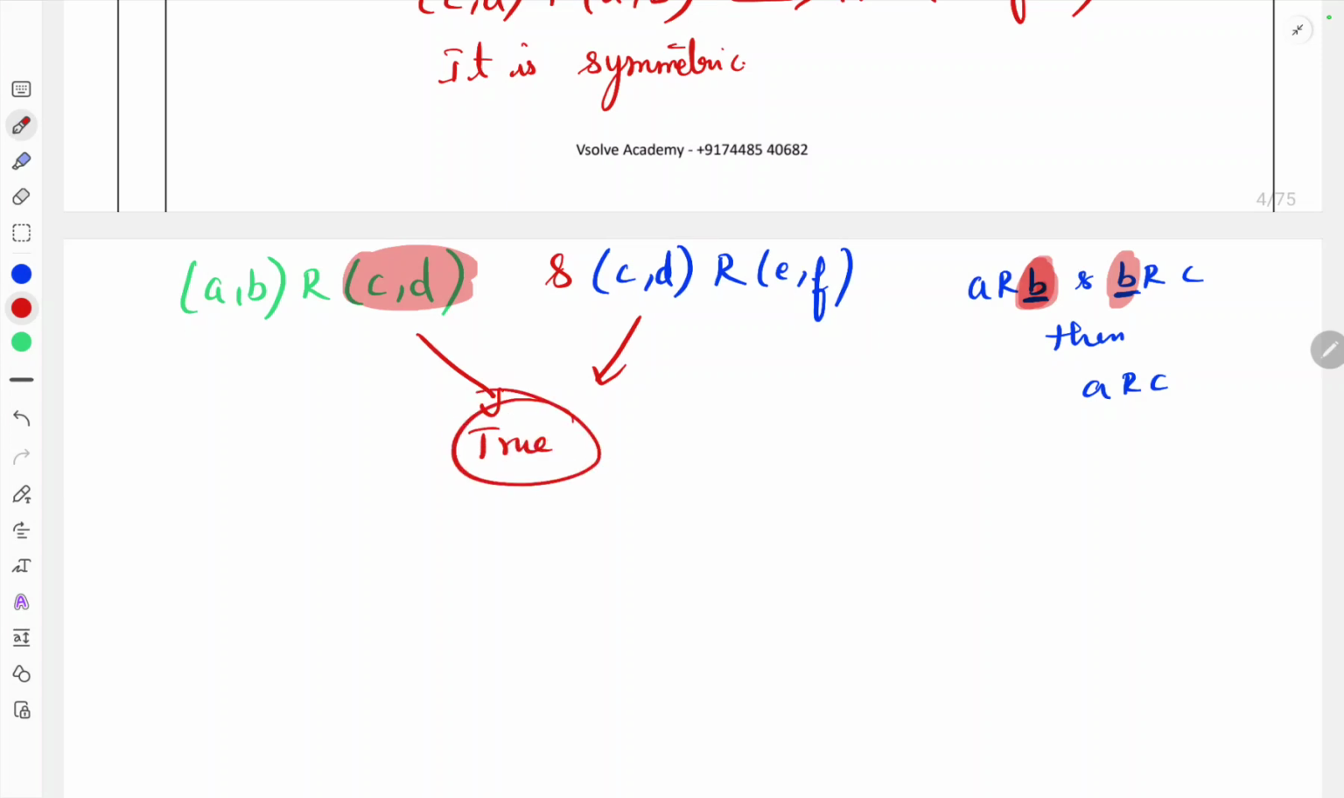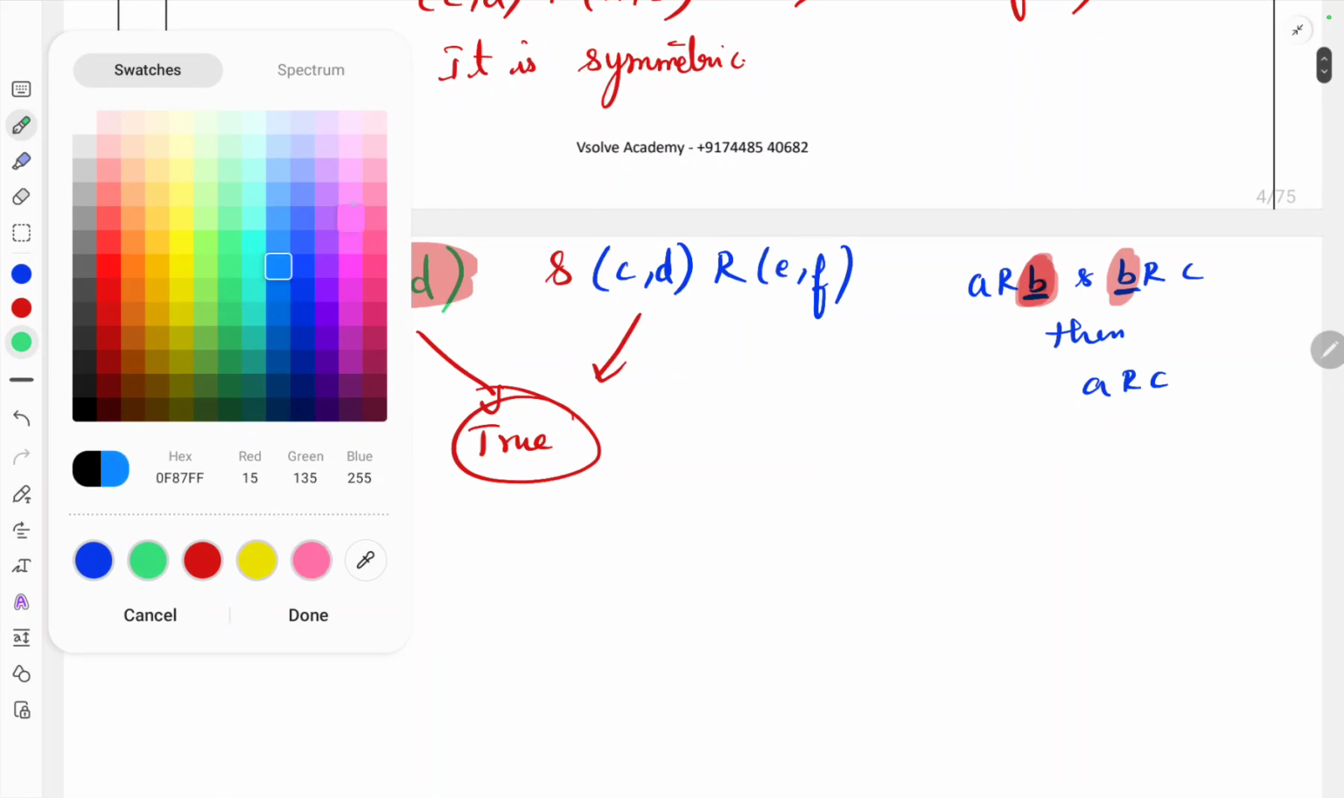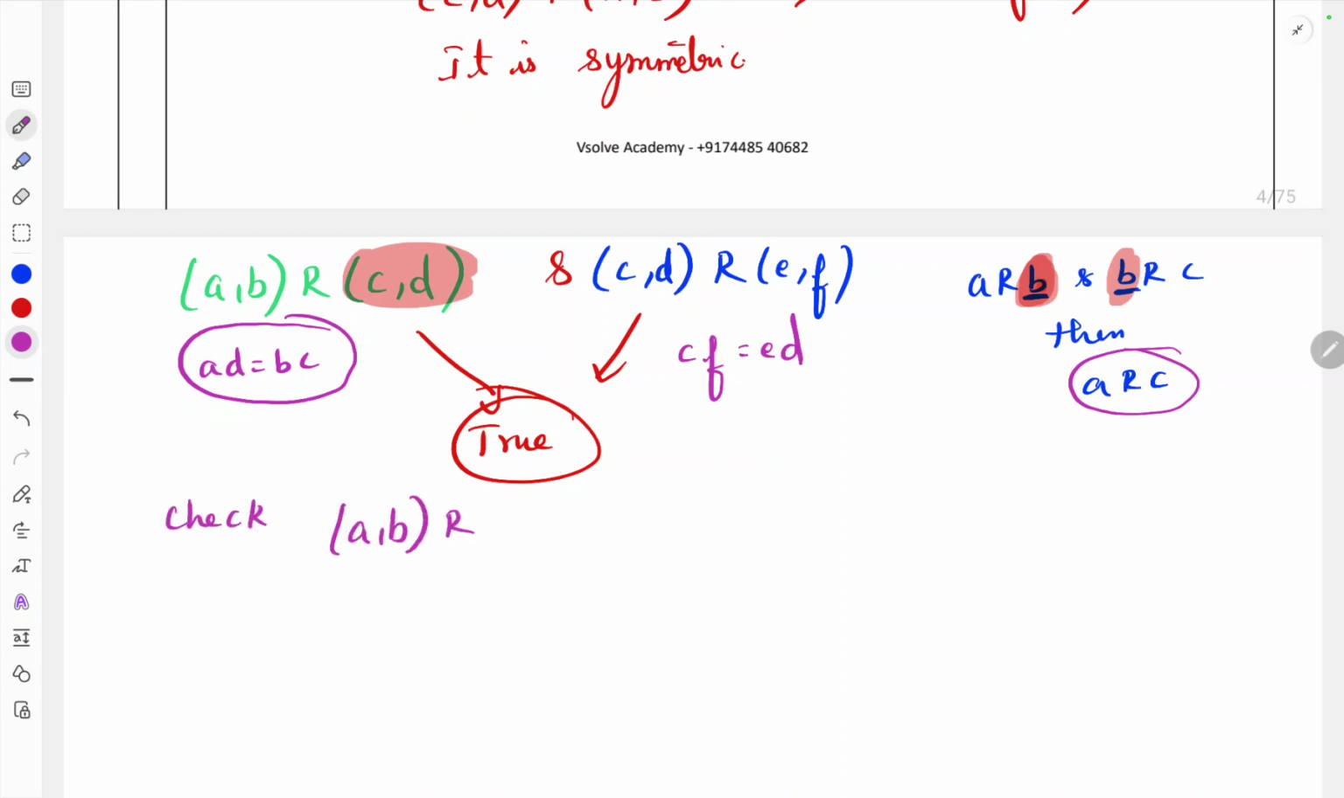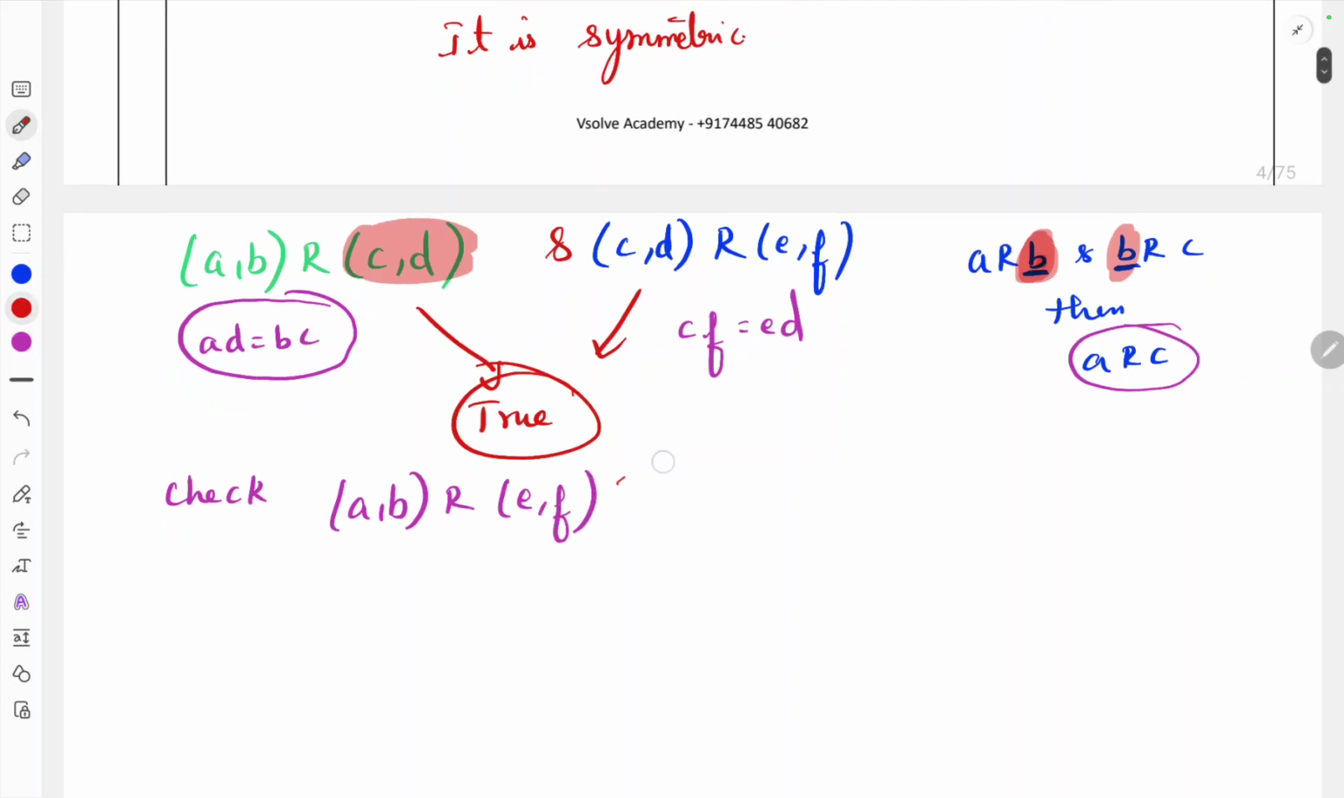If it is true, then I can say from here ad equal to bc, and from this I can say cf equal to ed. Then for transitive, what actually we have to check? a related with c. Here, if you compare, a is nothing but (a, b). So we have to just check whether (a, b) is related with (e, f) or not. If it is related, what we have to prove here is af equal to be. So this is what we have to prove.